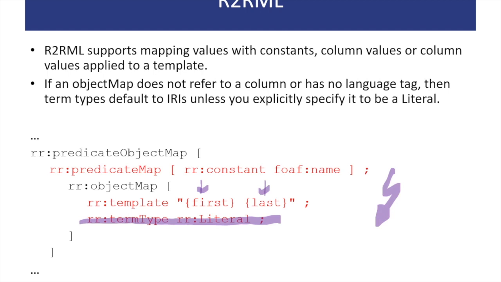But if you use a template directive for an object map, and you want to use a template directive to generate literals, then you have to tell the engine that. You have to state, I am generating things of the term type literal.